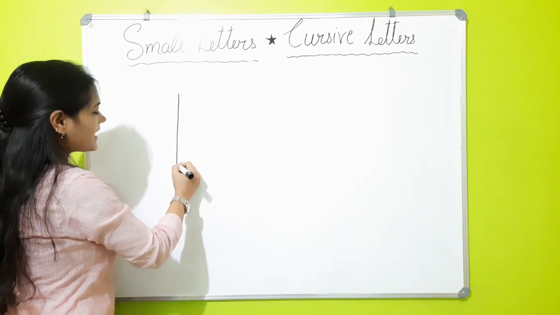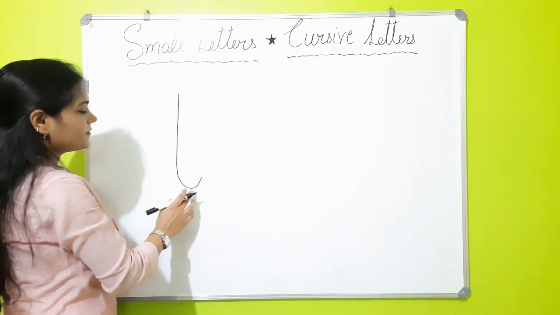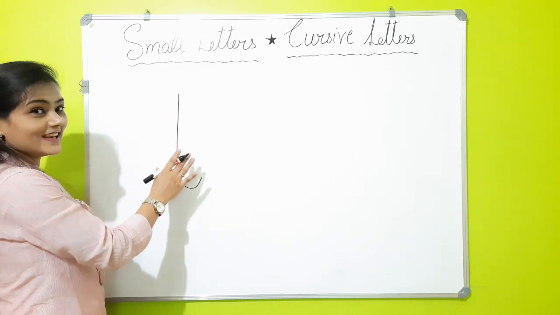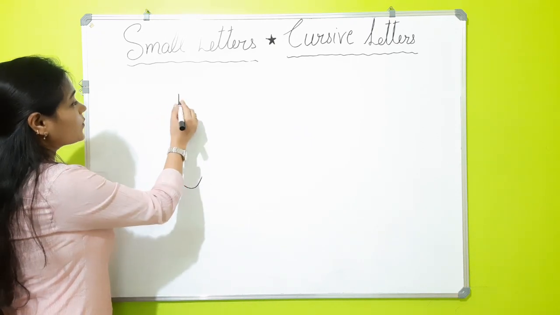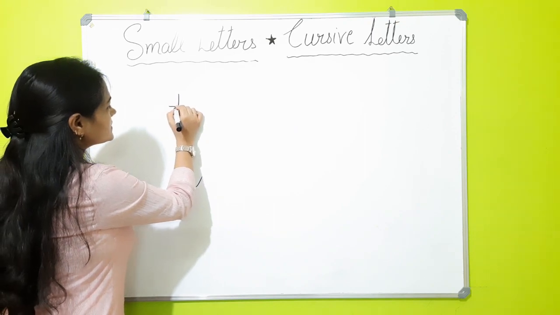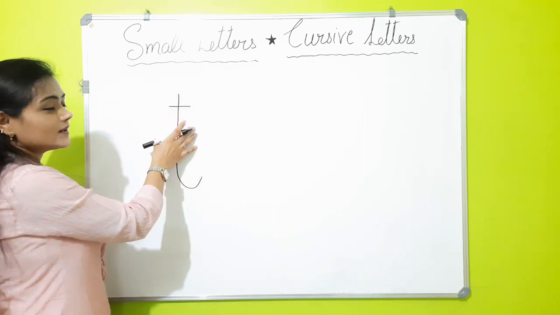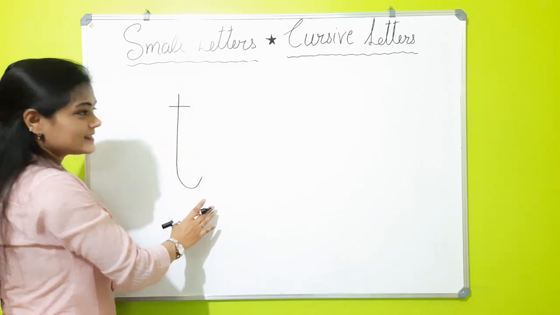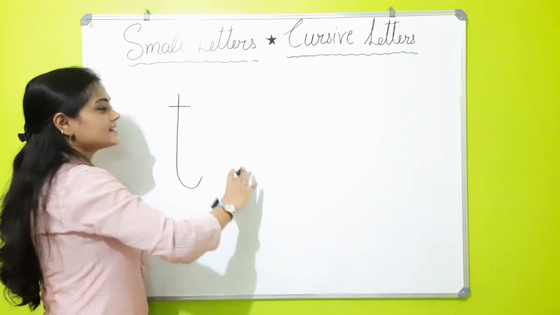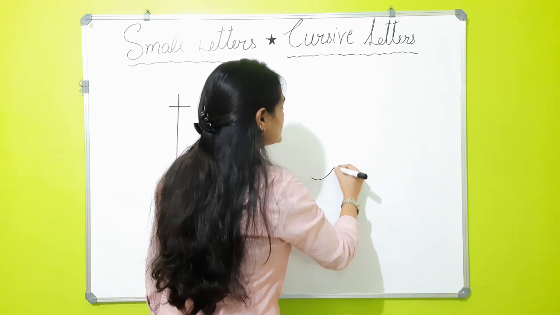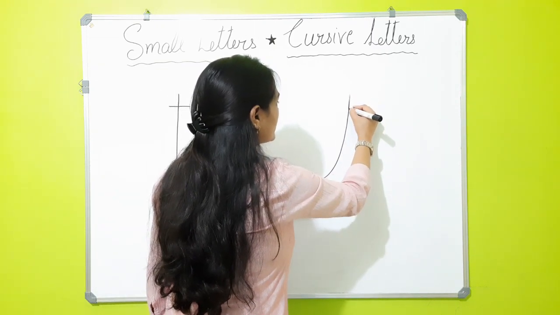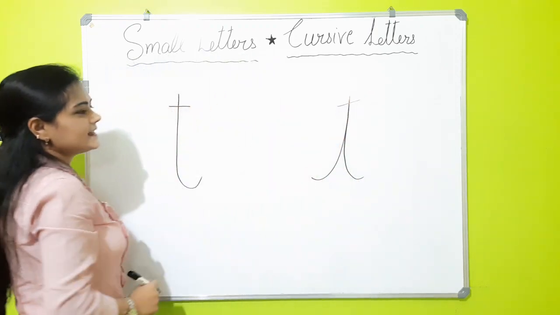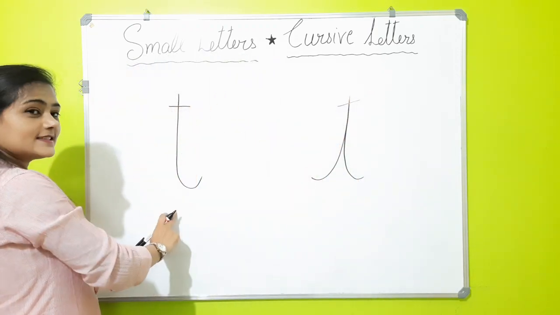Standing line and a small curve. Fine. I know it looks like small letter L. But now what we are going to do, we'll put a small sleeping line on top of it. So it became your small letter T. When we are writing it in cursive way, we'll add a tail and we'll write the simple letter as it is. Small letter T, cursive way and simple way.